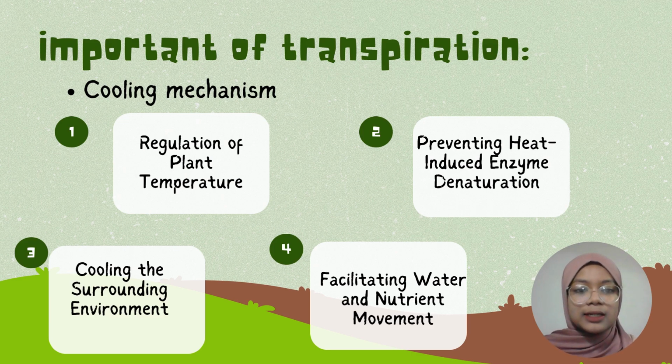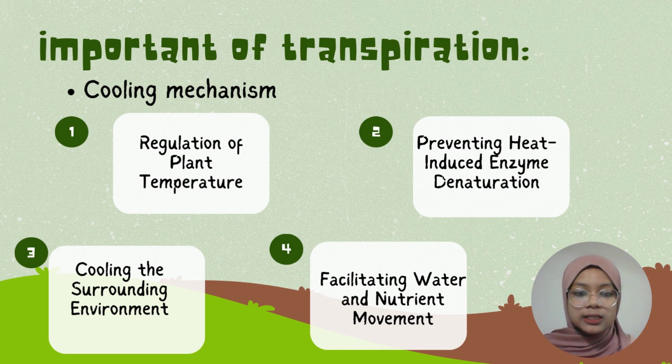Second is preventing heat-induced enzyme denaturation. Excessive heat can damage enzymes critical for plant metabolism. Transpiration keeps the plant's temperature within an optimal range, ensuring enzymes function efficiently.